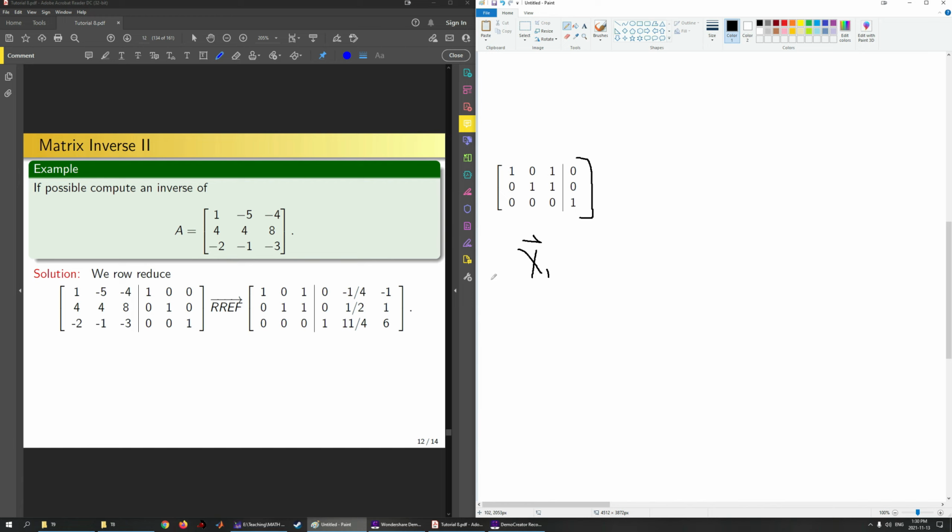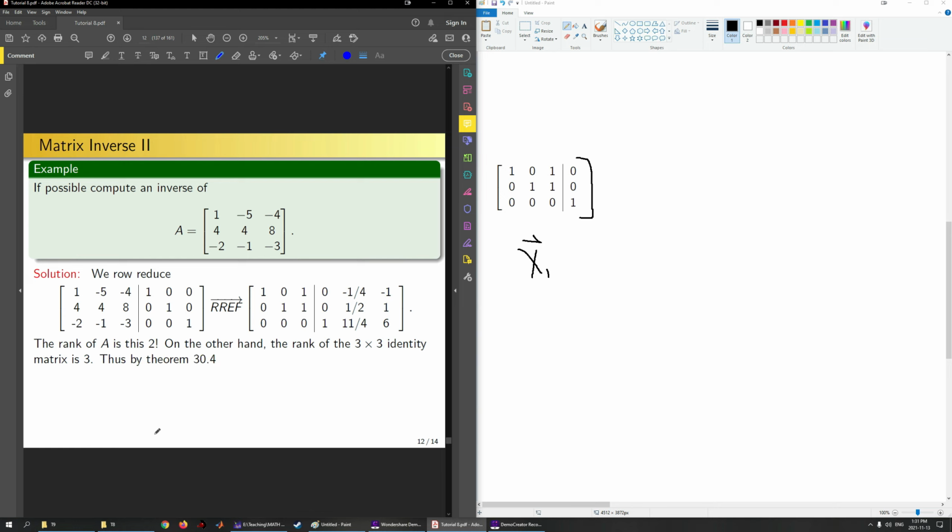Beyond this, if you want to use higher order reasoning to determine that this is not invertible, since this was not the identity matrix, you can say, hey, the rank of A is 2, right? A is just this thing here, so if I row reduced it, I would get this. And here, there's only 2 columns that have a leading 1 in it. On the other hand, the rank of the 3 by 3 identity matrix is just going to be 3, right? That's pretty straightforward. And we have this nice theorem, 30.4, that states that A is invertible if and only if it has the same rank as the identity matrix of the same size as A. So from here, the ranks aren't equal, therefore A is not invertible. You kind of have your choice of explanation here of why this is not invertible, but it's kind of good to use the higher order things.